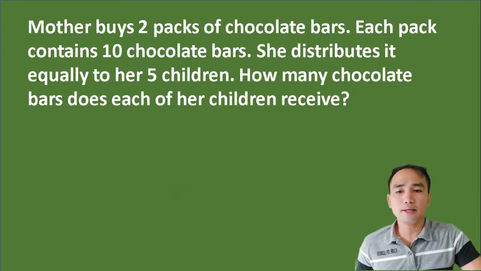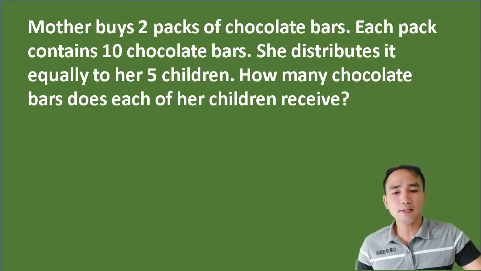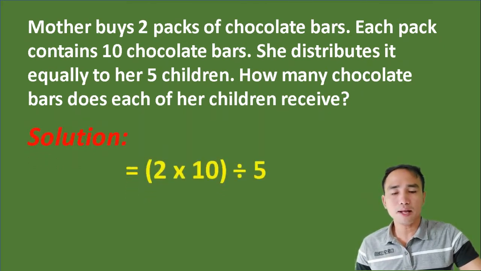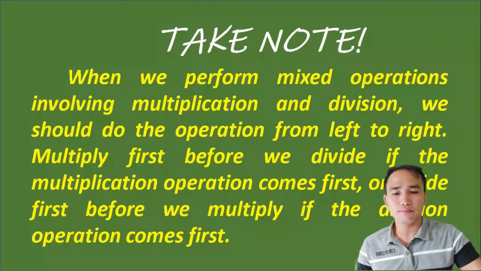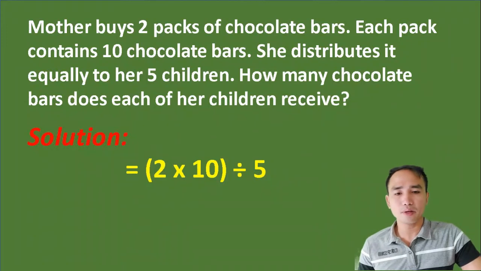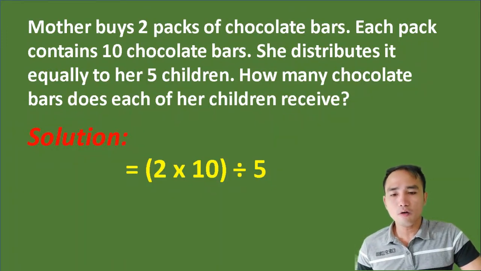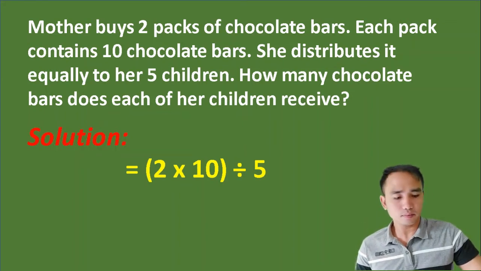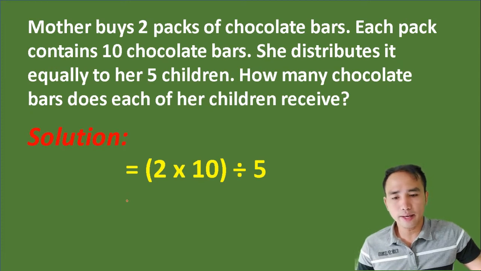Another problem: mother buys 2 packs of chocolate bars. Each pack contains 10 chocolate bars. She distributes it equally to her 5 children. How many chocolate bars does each of her children receive? So we are going to multiply 2 by 10, and then divide by 5 so that we will know how many chocolate bars will be received by each child. So 2 times 10 is 20, and then divided by 5, the answer is 4.